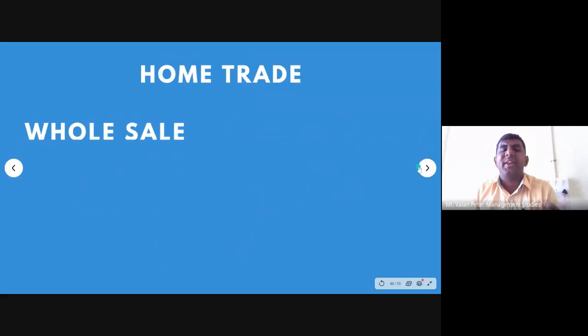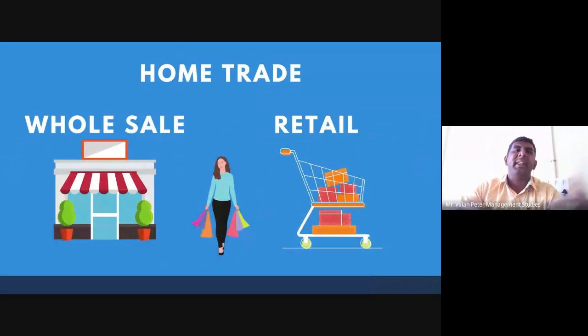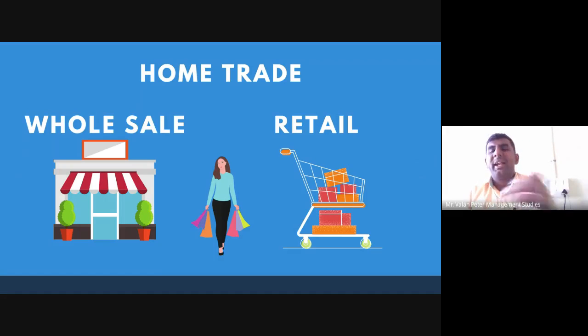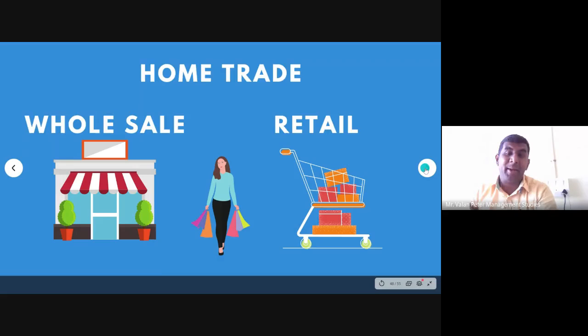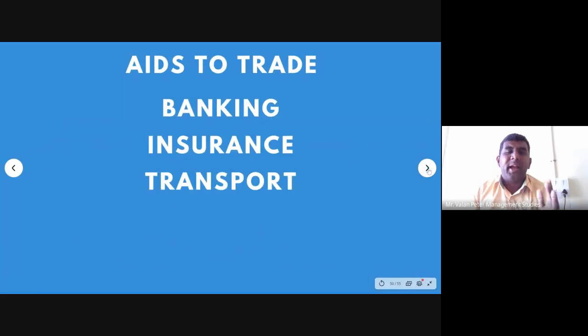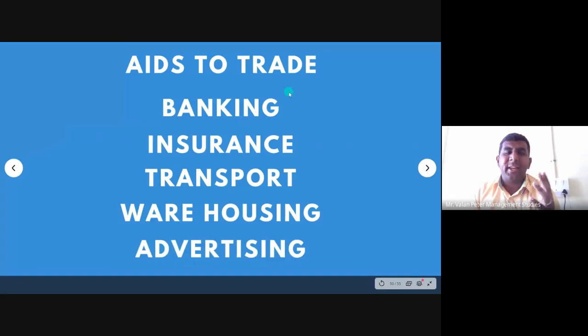And further we classify home trade into wholesale, where a person directly gets the product from the producer and acquires it in bulk. And we have retail, where a very small quantity is bought from the wholesaler and distributed to the buyers. And we have foreign trade. In foreign trade we have import, export, and entrepot. And then we learned about aids to trade. In aids to trade we have banking, insurance, transport, warehousing, and advertising.